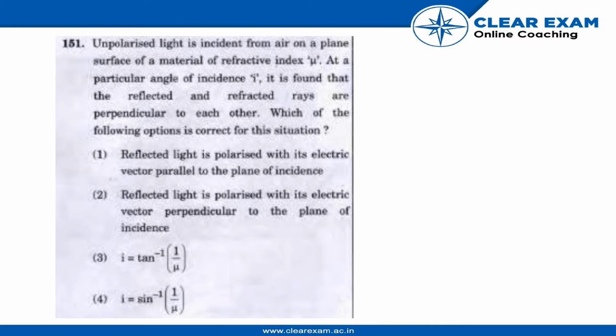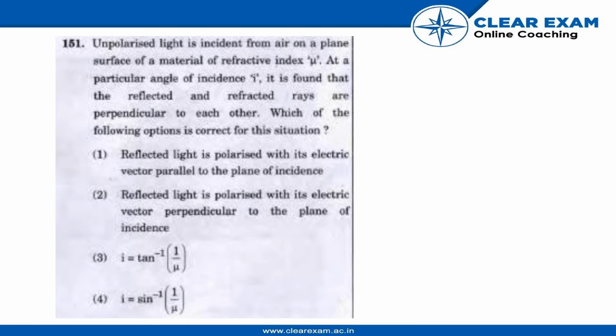So, hello everyone. Now we are going to do this question, which is: unpolarized light is incident from air on a plane surface of a material of refractive index mu at a particular angle of incidence I. It is found that the reflected and the refracted ray are perpendicular to each other. Which of the following options is correct for this situation?